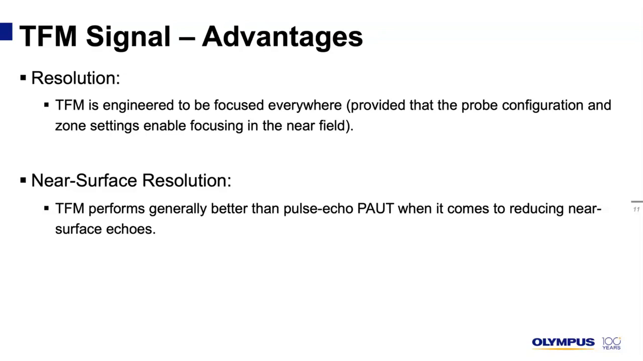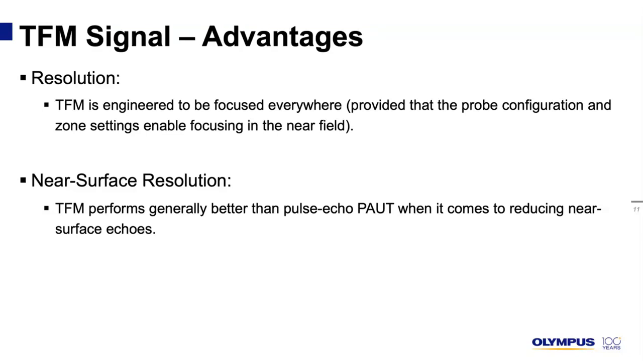First of all, TFM has the advantage of being focused everywhere, of course, provided that the setting enables operation in the near field. Past the near field region, focalization parameters have little to no effect on the measurement, just like with phase array. Generally speaking, though, many will agree that TFM can produce more appealing images, which is the driving force behind this technology.